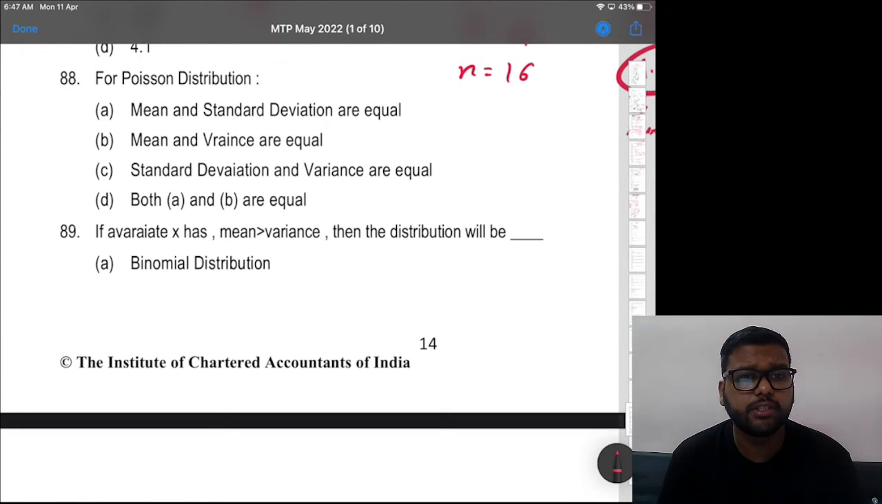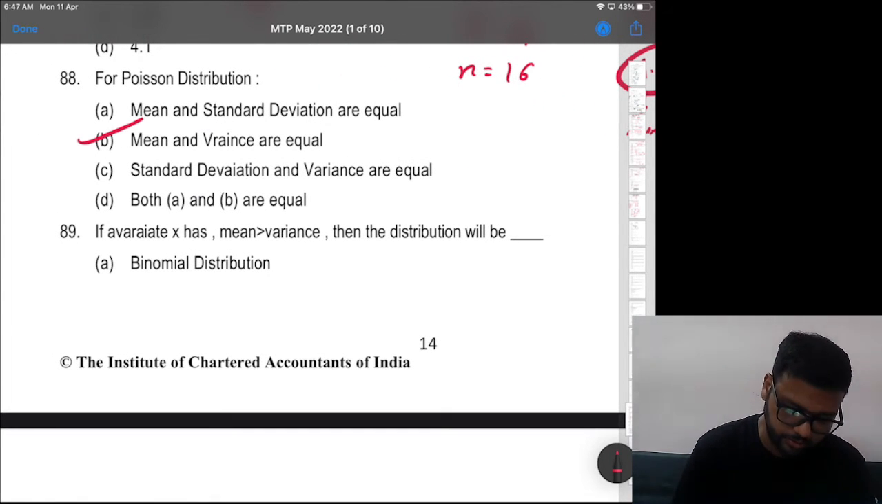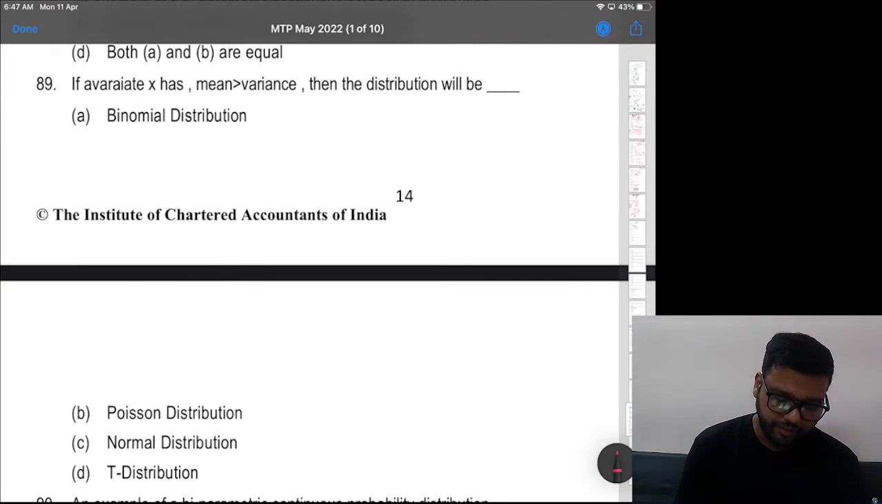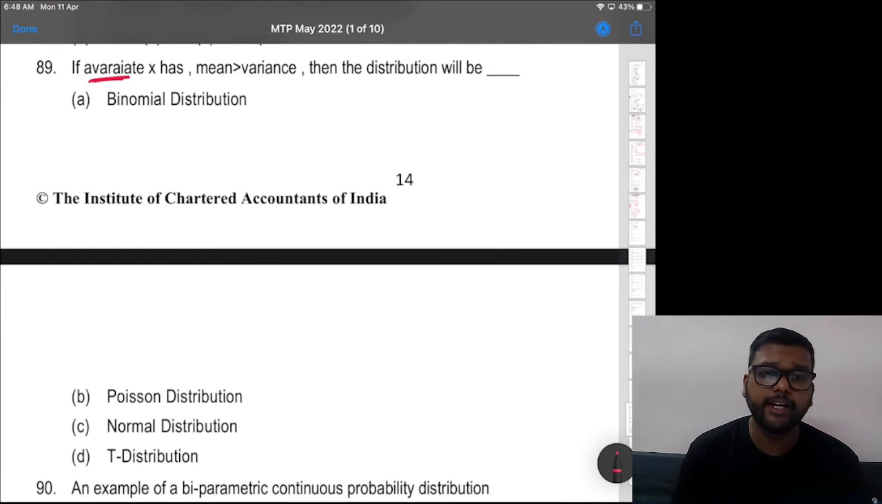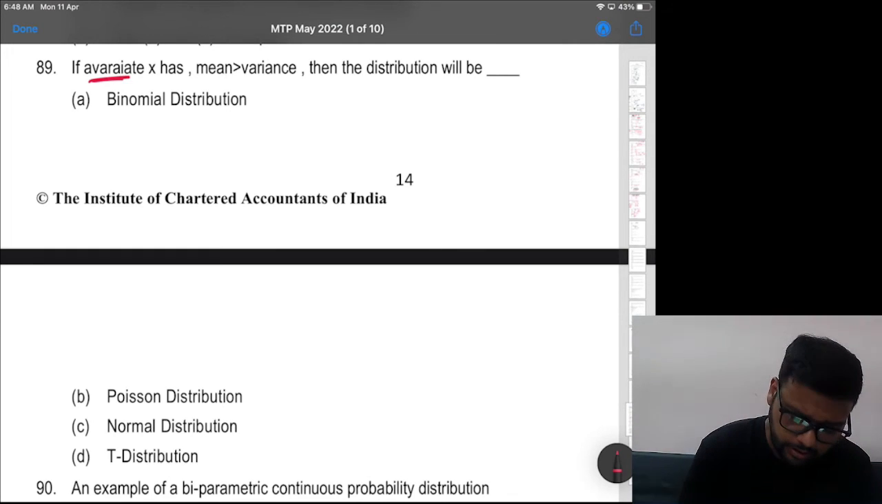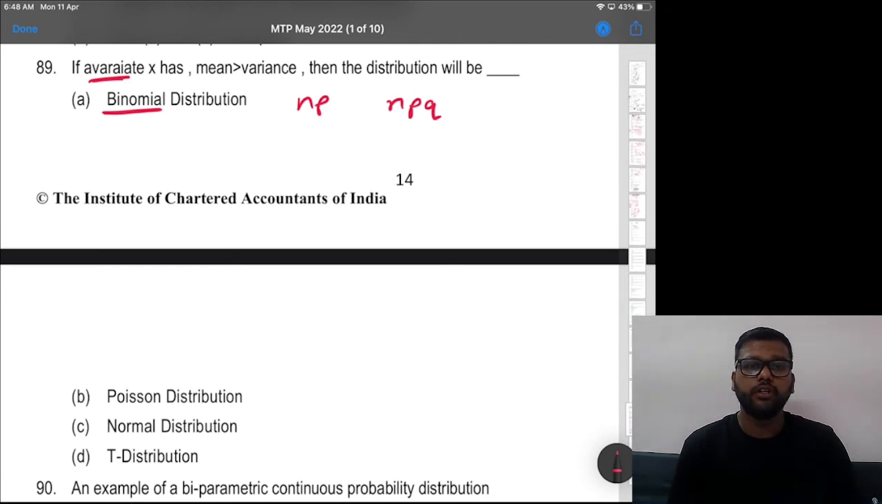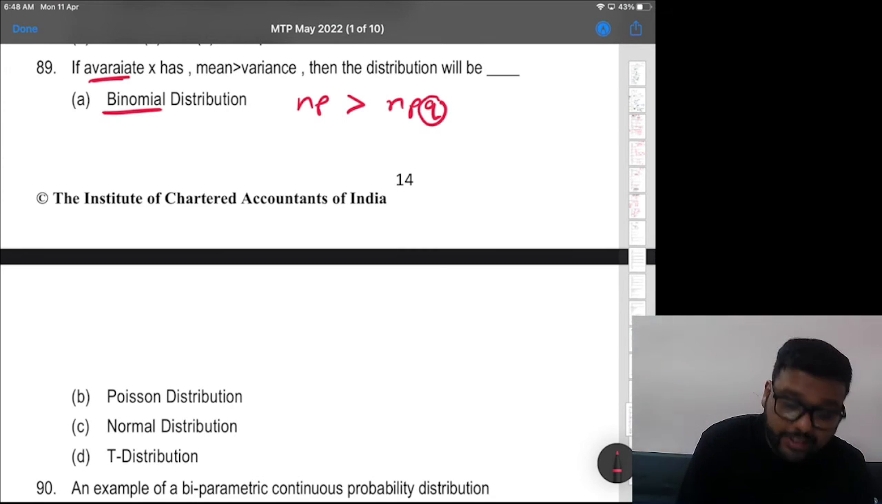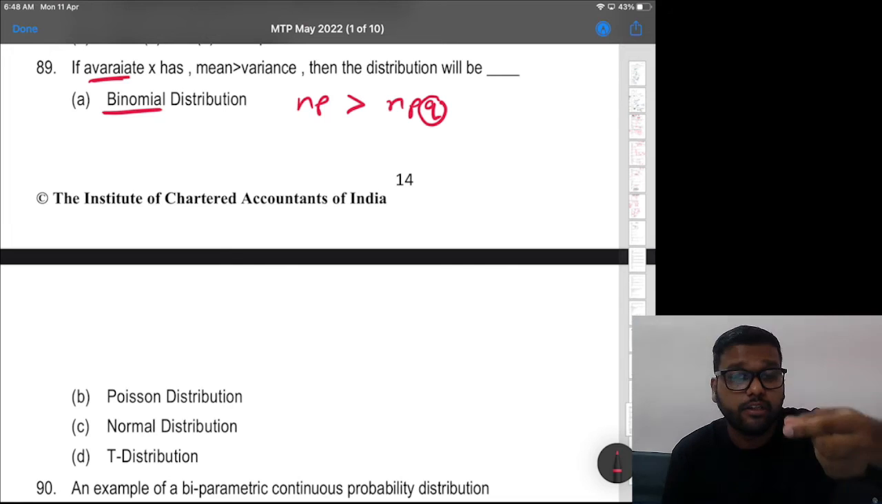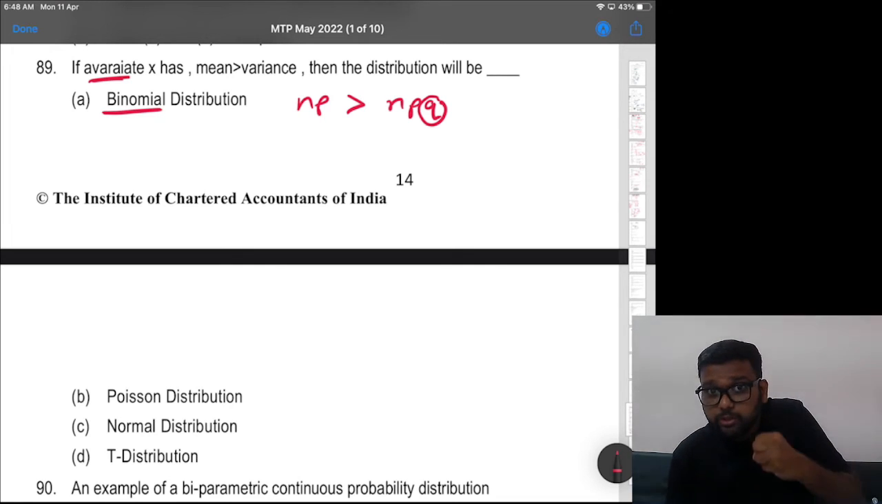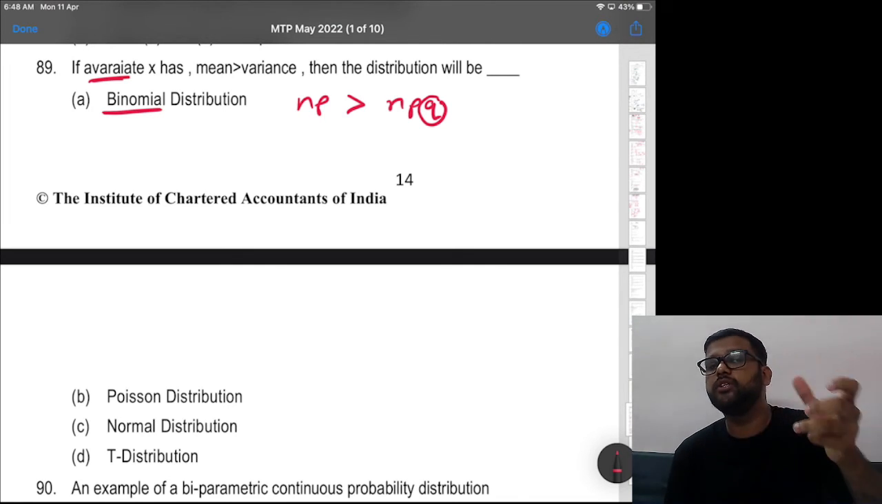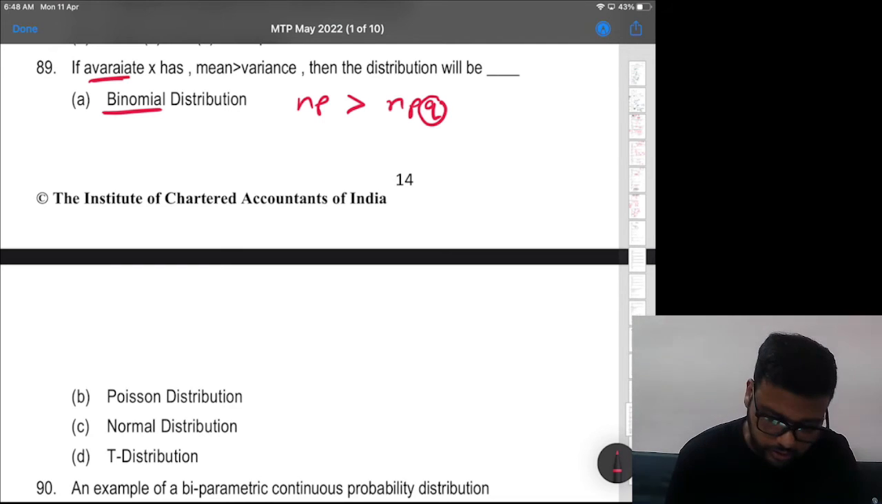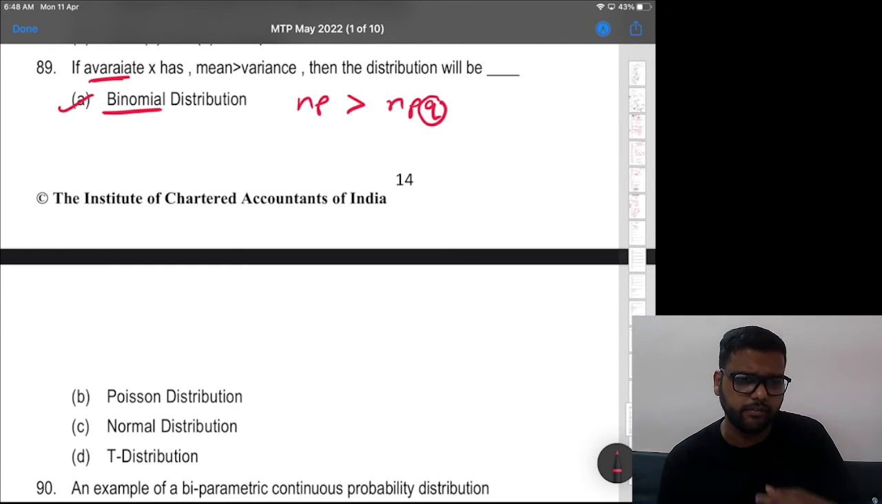For Poisson distribution, we know that mean and variance are equal. If a variate x has mean greater than variance, then the distribution will be, okay, mean greater than variance. In case of binomial distribution, mean is np, variance is npq. Now understand, mean will always be greater than variance. Why? Because q is less than 1. That means q is a fraction less than 1, so q is going to reduce it below np. So np is always going to be more than npq. So binomial is the correct answer for mean greater than variance.